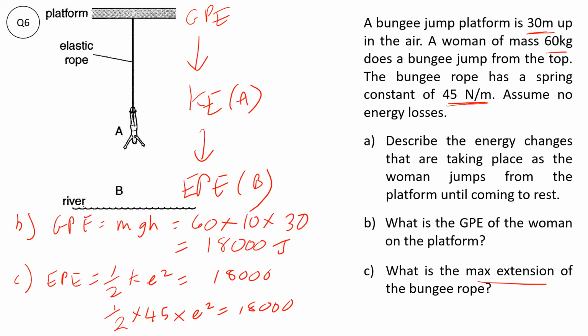18,000. So we're going to get e squared equals 18,000 divided by 22.5, which is 800, because half of 45 is 22.5. So e equals the square root of 800, which is 28.3. Okay, there's the answer to that one.